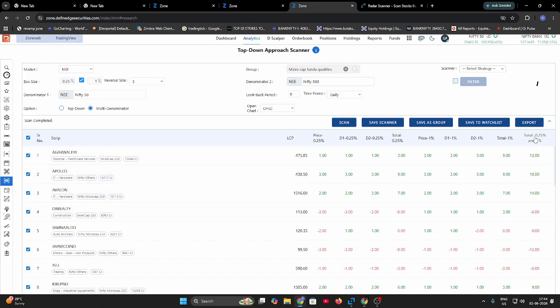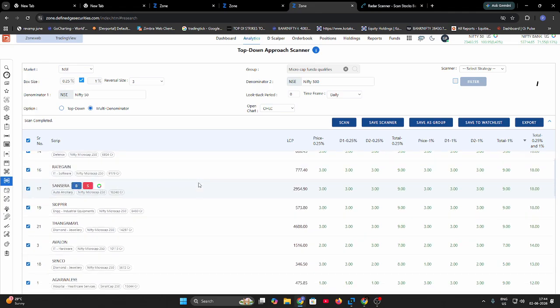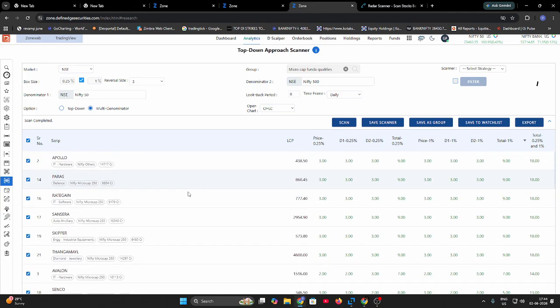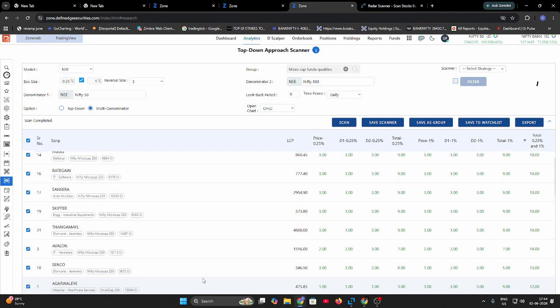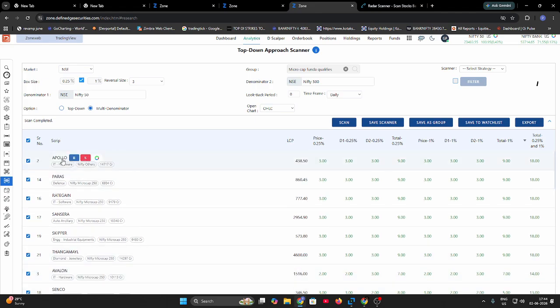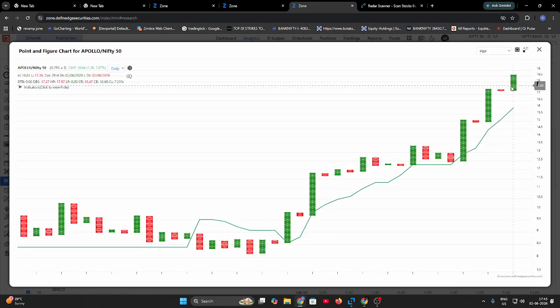And as usual we look at the top. So what is there: Apollo, Paras, Rate Gain, Sansera, Skipper, Tangamalan, Avalon? These are all the stocks we can look at if we get a good breakout. I think last time we spoke about how it looks. It is a candlestick; somebody can look above, I can go below, I can do a point and figure. In point and figure, this is already on an extended move, so we'll just wait for a small pullback.